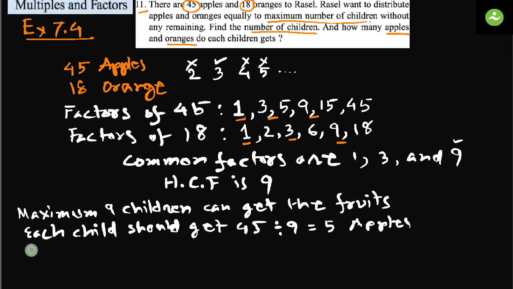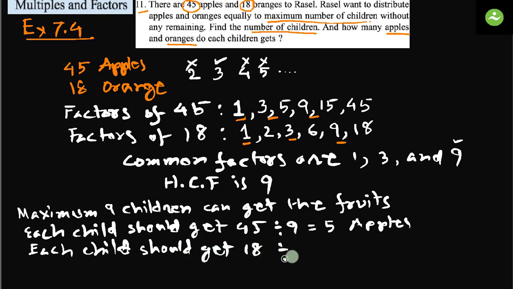5 apples. Each child should get 18 divided by 9 equals 2 oranges.